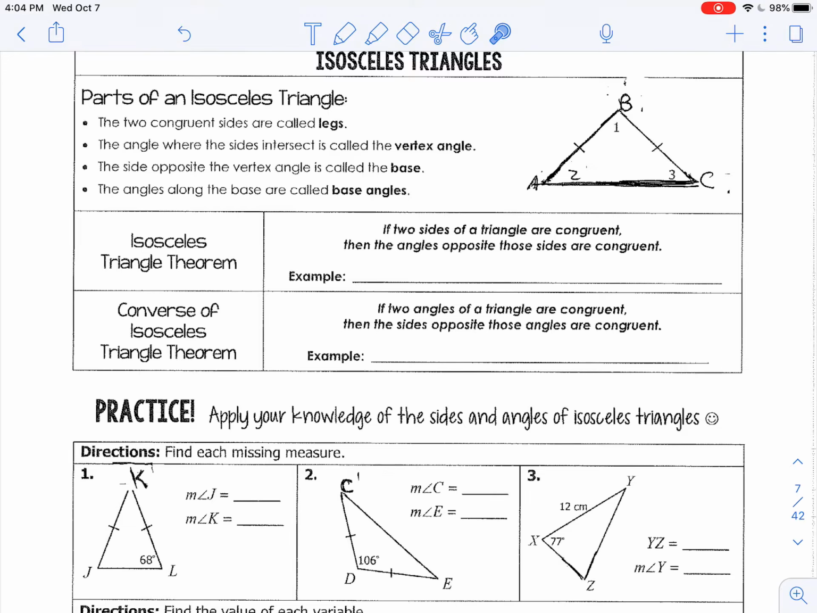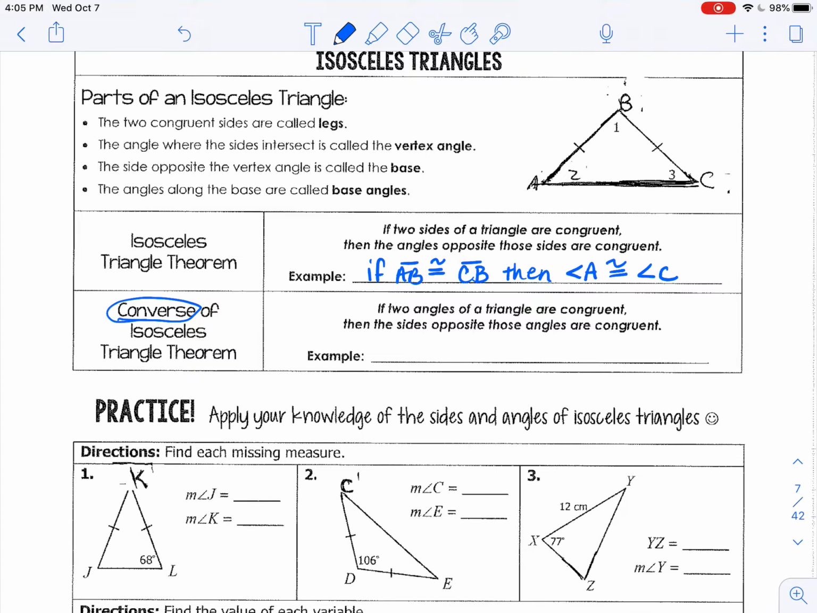The isosceles triangle theorem states that if two sides of a triangle are congruent, then the angles opposite those sides are congruent. For example, if AB is congruent, and this is the symbol for congruent, it's two equals with the little squiggly on top, to CB, then angle A is congruent to angle C. If AB is congruent to BC, then angle A is congruent to angle C. That is your isosceles triangle theorem.